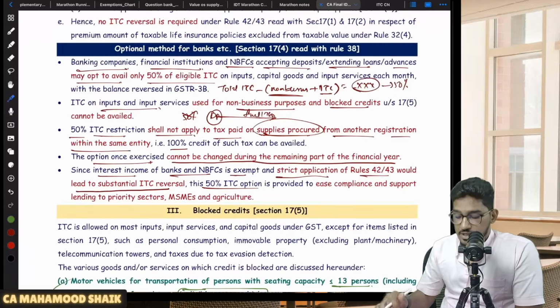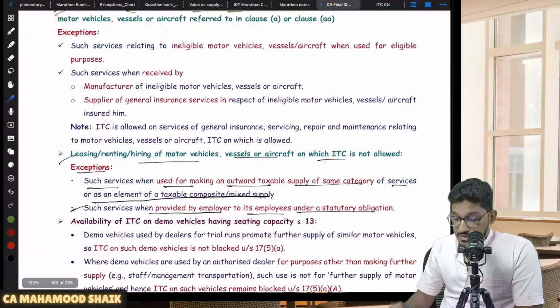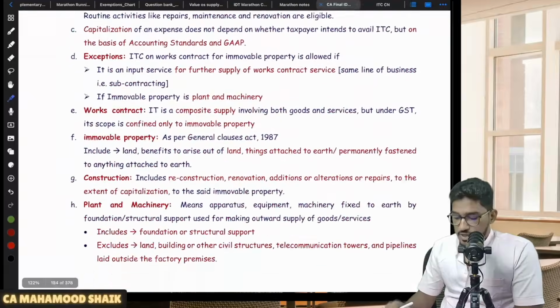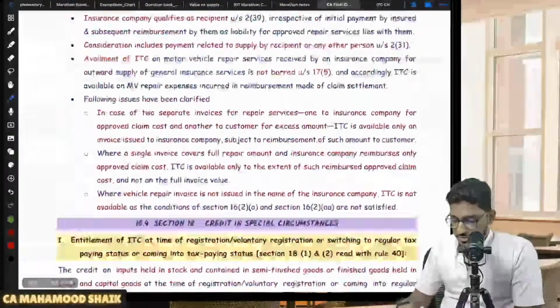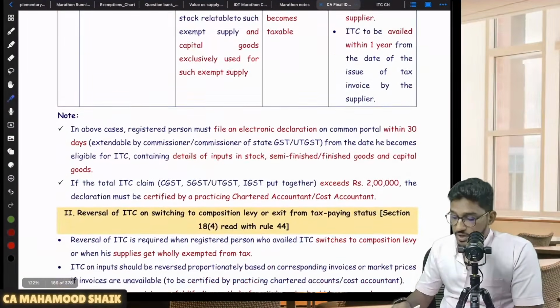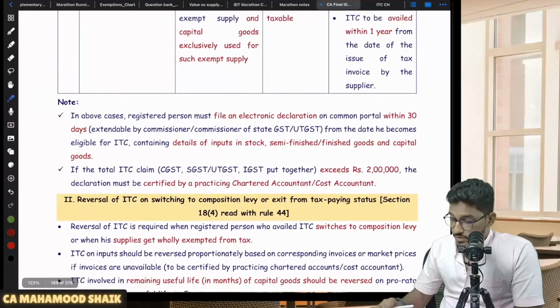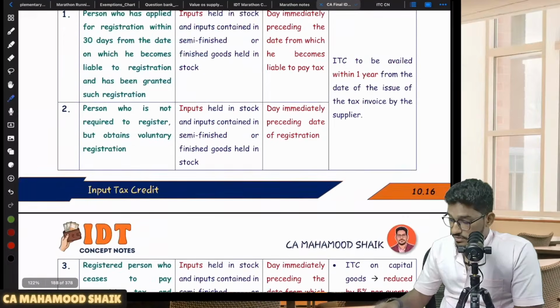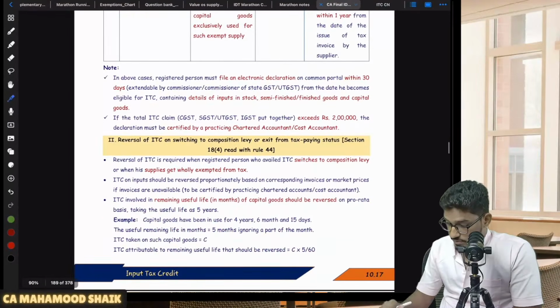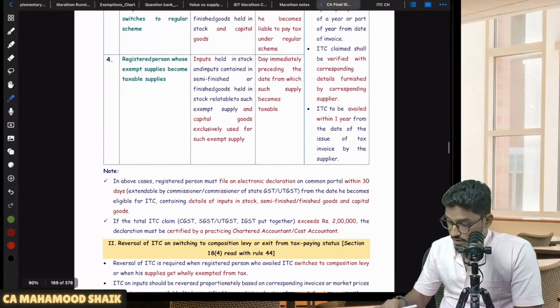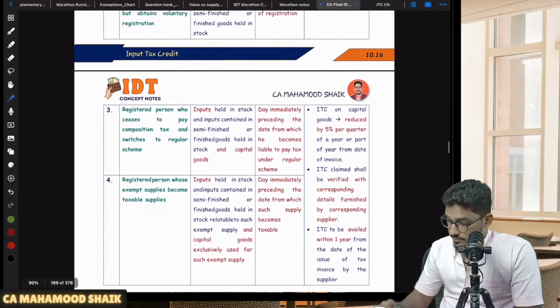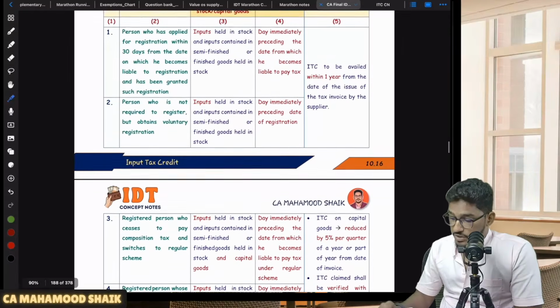Okay, but there is one condition. In all the four cases, whatever I have told under 18 subsection 1, they say one more small point here. Let me take you through that. One year should not have passed. One year from the date of invoice should not have passed.